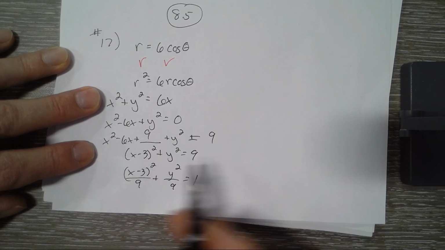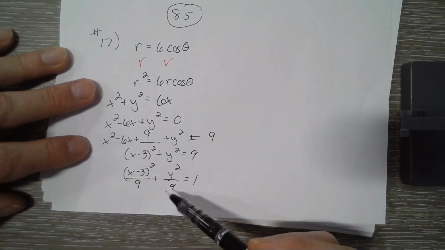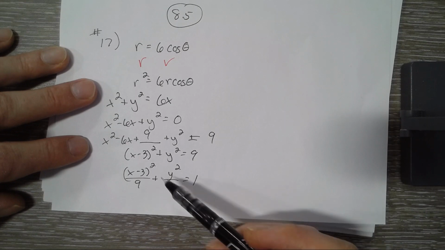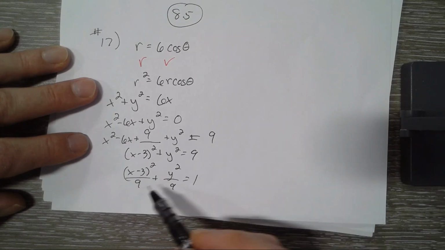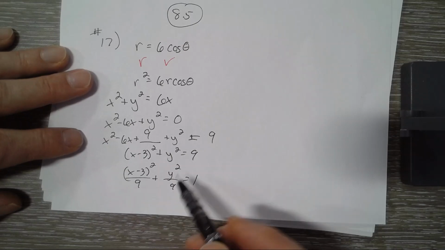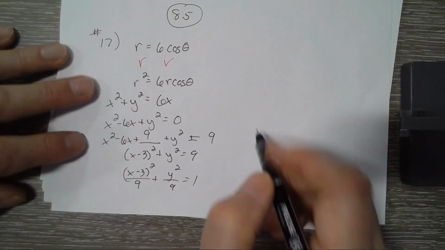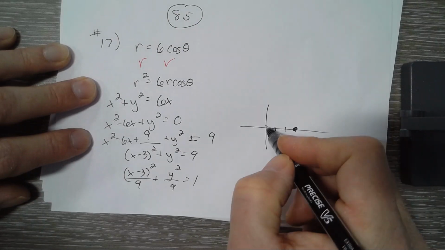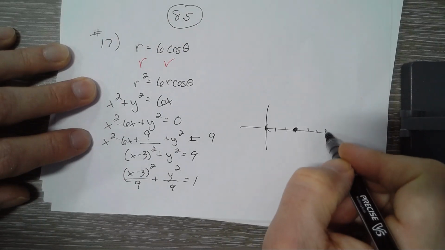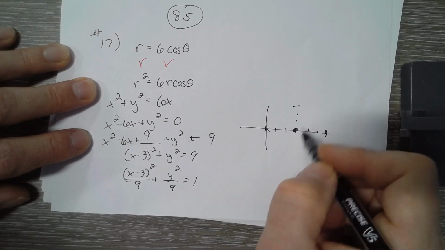You could recognize that since a and b are the same, this is a circle. It's a circle with a center at 3, 0, and the radius in general is going to be 3. So as we saw earlier, there's my center. I go 3 in every direction, and that's going to be my circle.